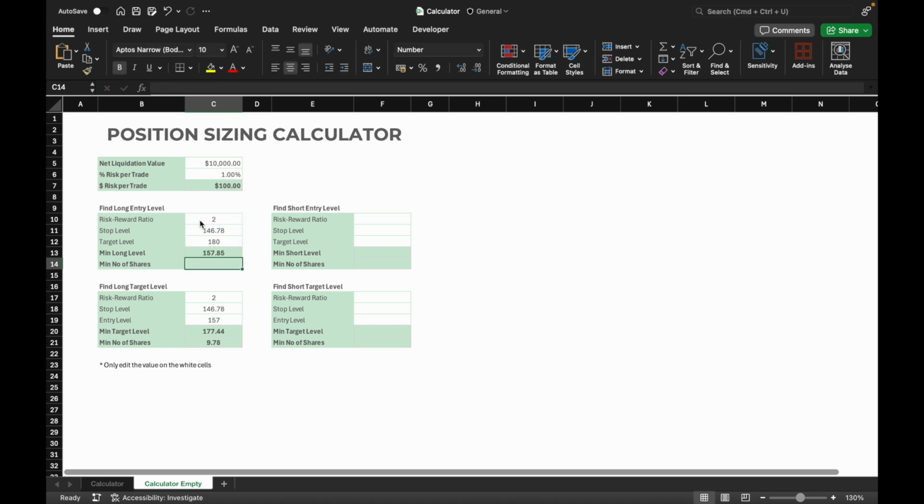The minimum number of shares to buy will be the total amount of risk per trade divided by the difference between the entry level and stop level. So that's how you can find your entry and target levels in trading using a spreadsheet.